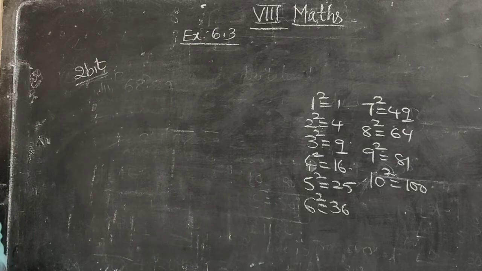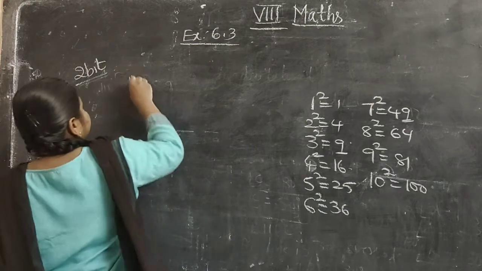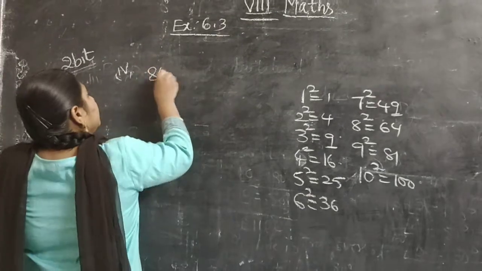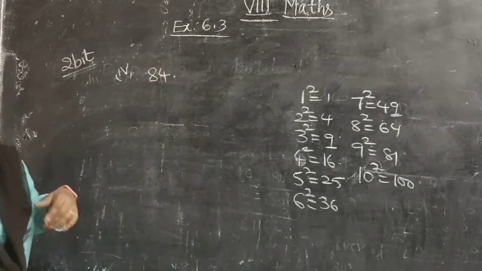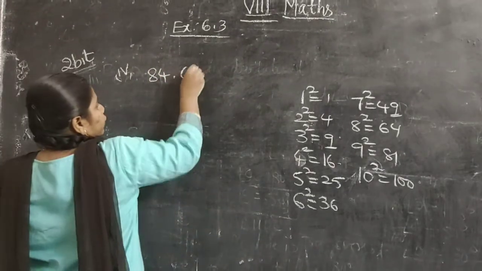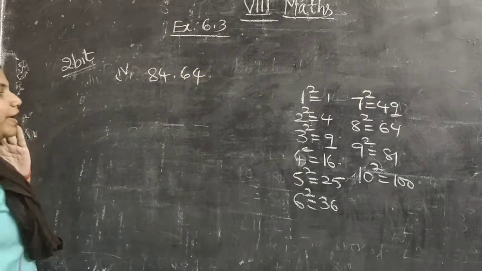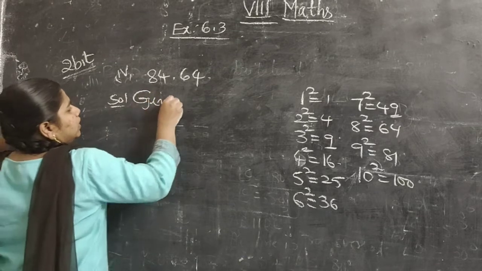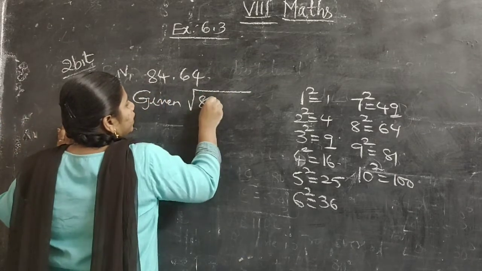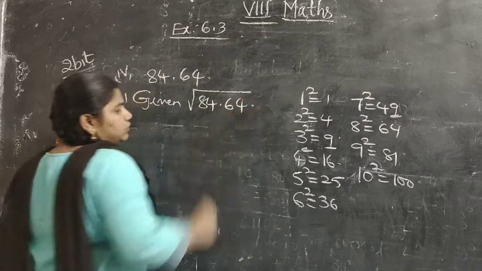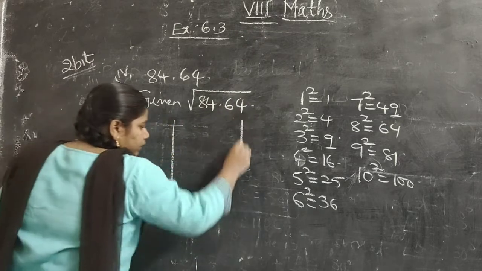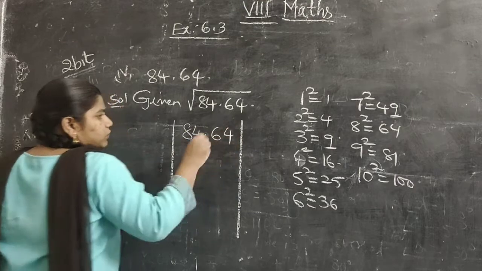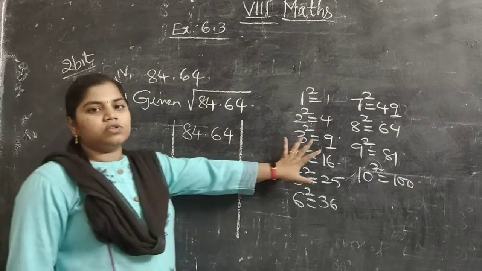So the last one is the fourth one, 84.64. For this value we have to find the square root. So, solution: given the square root of 84.64. By using the division method we are solving. Only the square numbers we have to use.